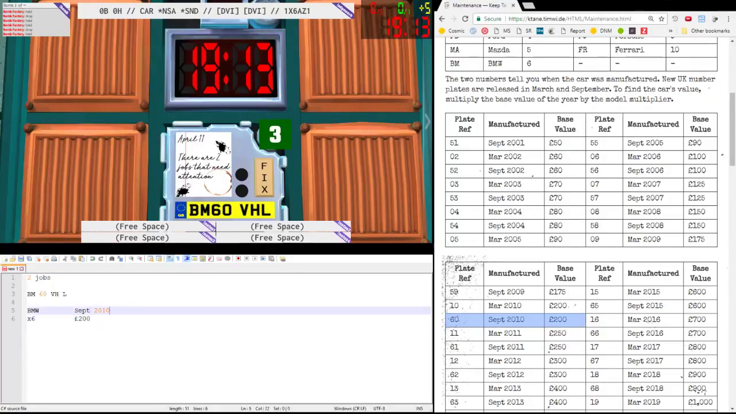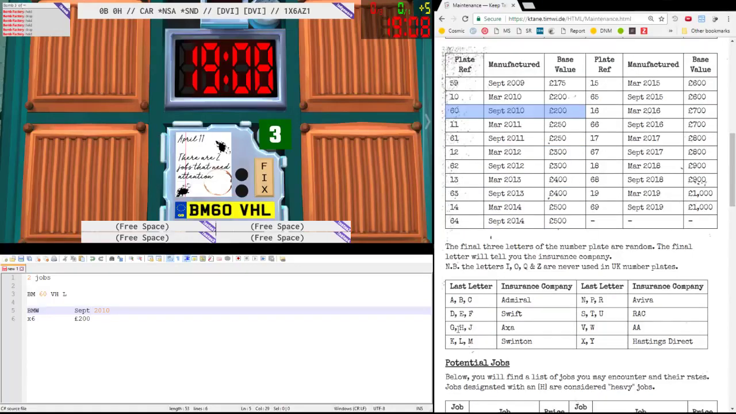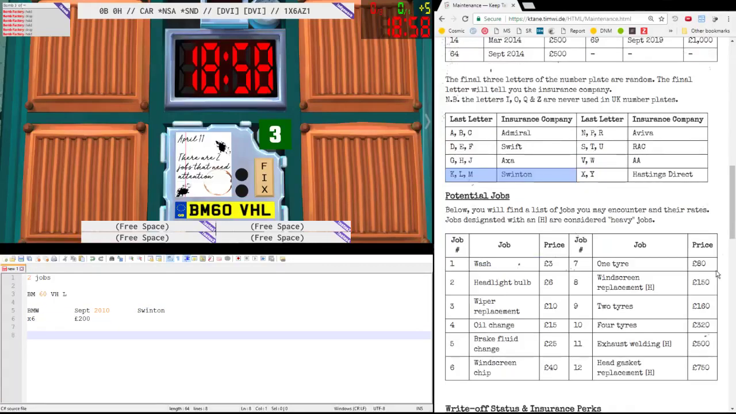So you don't often get to write something off. Victor Hotel Lima. Lima is my last character. That's going to give me Swinton. Swinton is my insurance company. Alright, let's skip down here to the bottom.